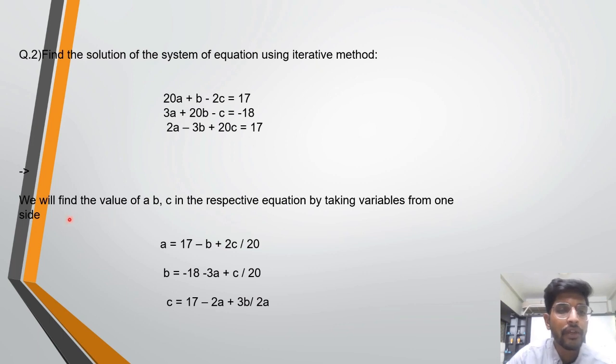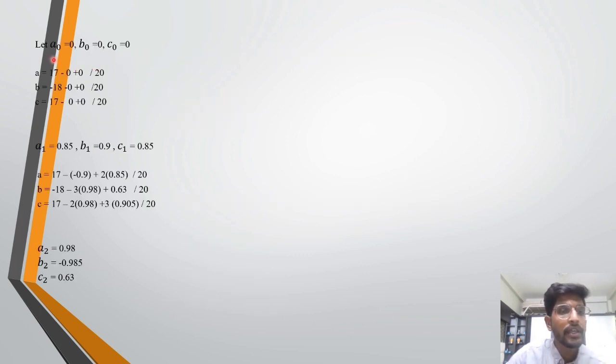So in this, we must find the value of a, b, c using all three equations. So here a is equal to (17 - b + 2c)/20, b is equal to (18 - 3a + c)/20, and c is equal to (17 - 2a + 3b)/20. Now we assume here a = 0, b = 0, and c = 0, and calculate the values of a, b, c.